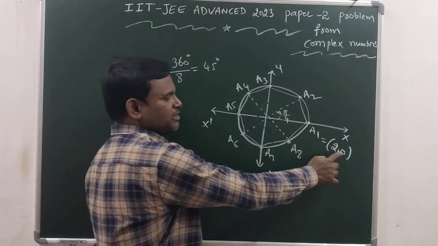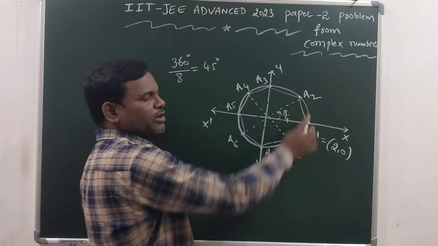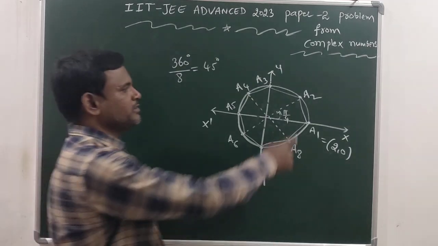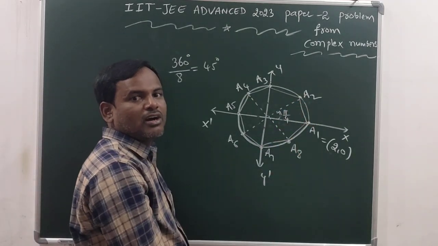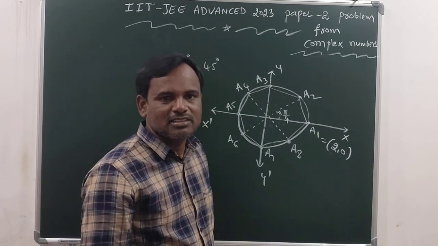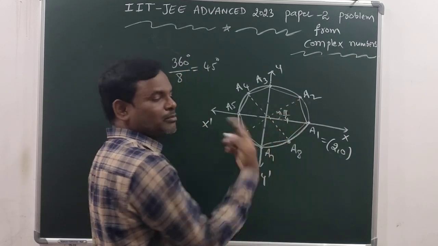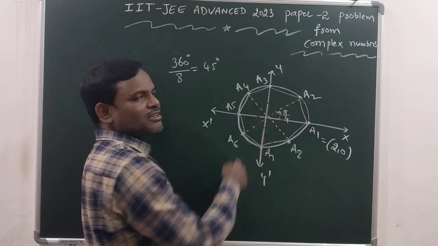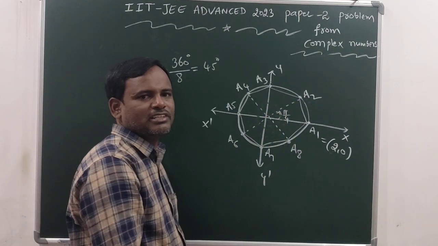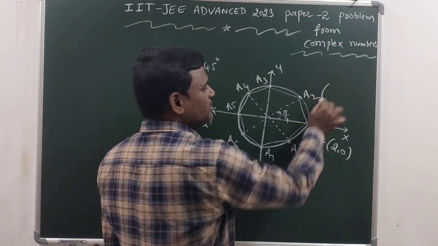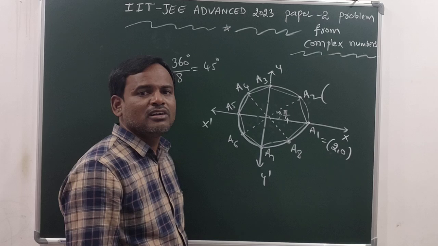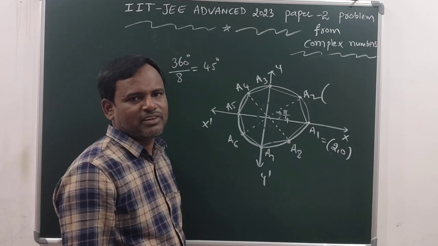Now here it is 2, 0. Now can you tell me the coordinates of A2? Polar form of a point, you know, r cos theta, r sin theta. R means what? Radius, which is given as 2 units. Now theta is 45 degrees. So here what you have to write? 2 cos 45, 2 sin 45.